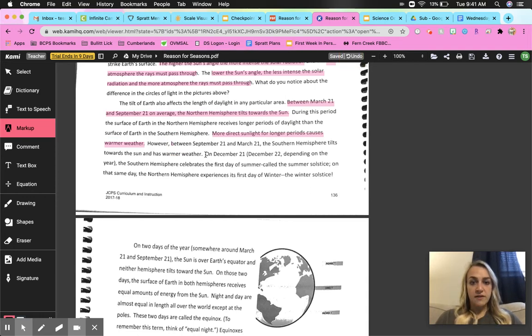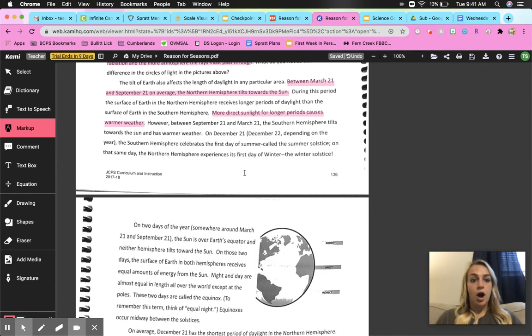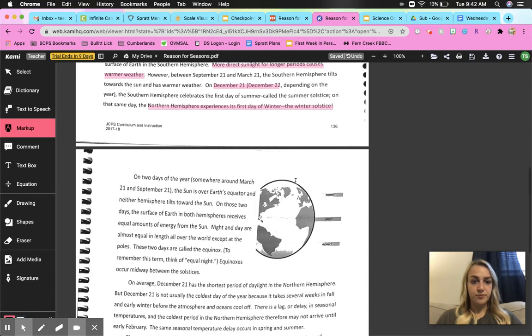On December 21st or December 22nd, depending on the year, the southern hemisphere celebrates the first day of summer called the summer solstice. On that same day, the northern hemisphere experiences its first day of winter. So I'm going to highlight that. The northern hemisphere experiences its first day of winter, the winter solstice. And that's in the northern hemisphere.